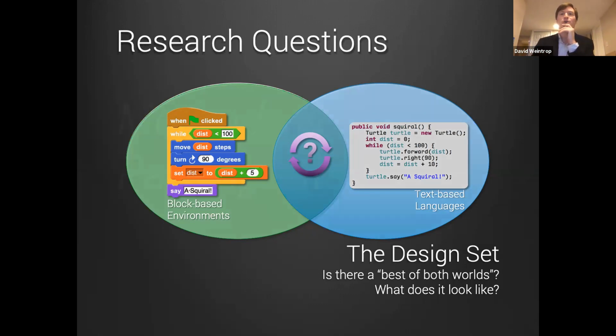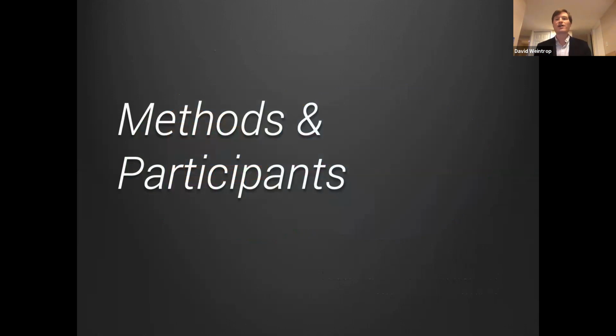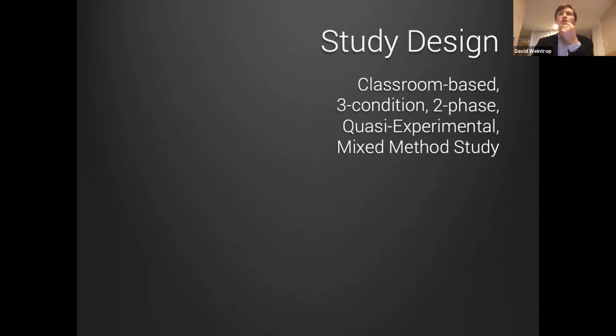Okay, so methods and participants. How did I go about answering these questions, comparing block-based and text-based environments? I conducted a classroom-based, 3-condition, 2-phase, quasi-experimental, mixed-method study. That's a lot of qualifiers before the word study, but I'll break that down to walk through exactly how this all fit together, and hopefully it'll make sense why each of those different ingredients was necessary.